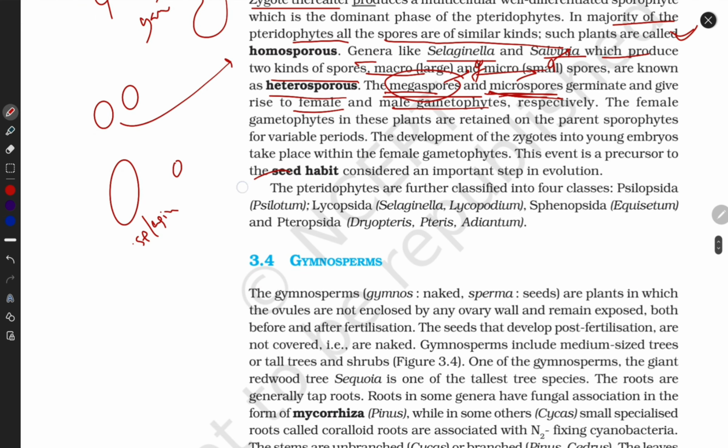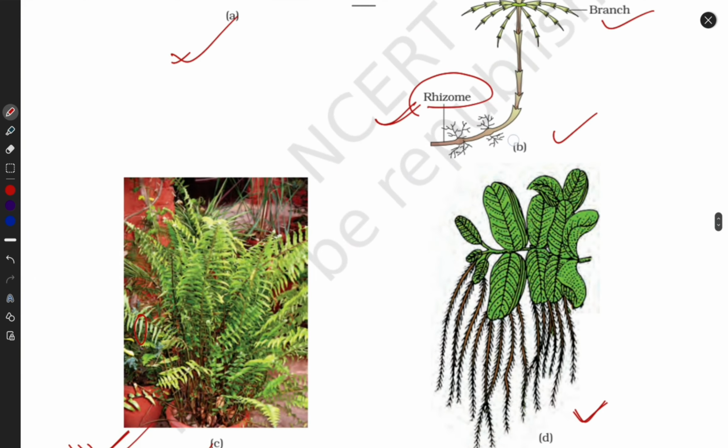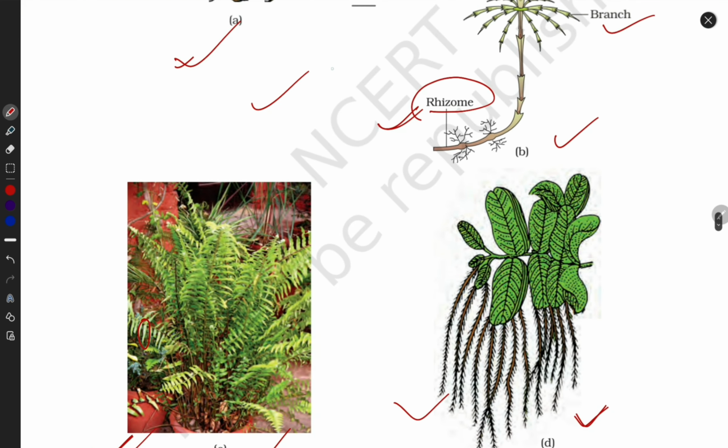Now there are lots of examples of pteridophytes, and you have to learn their scientific names as well as their common names. They have classes. The first class is Psilopsida, second is Lycopsida, another is Sphenopsida, and last is Pteropsida. Psilopsida example is Psilotum, and Selaginella is an example of Lycopsida. You have to learn these four classes with their examples, and the structure given in your NCERT also.